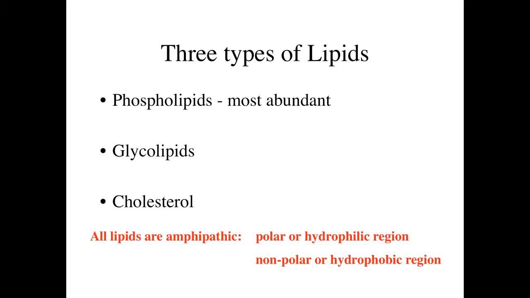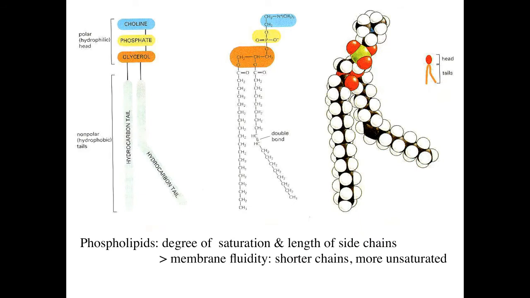Remember that lipids are amphipathic molecules, meaning they have a polar or hydrophilic region and a nonpolar or hydrophobic region. This is just an example of phospholipids. Here on the left side of the screen is just a schematic diagram, a chemical diagram in the middle, and a space-filling diagram on the far right of the screen.